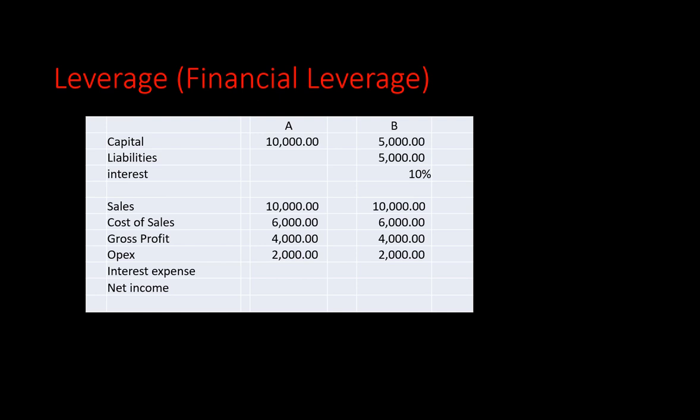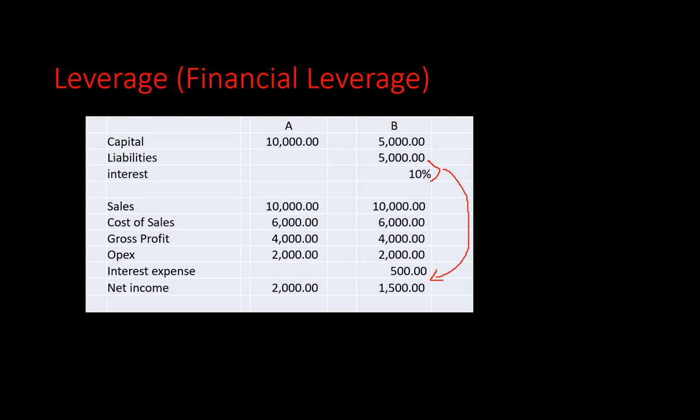So for cost of sales, it will be 60%. For operating expense, it will be 20%. Okay, so let's assume that these are all variable costs, except for our interest expense, which will be fixed. Given a fixed cost of 10% of 5,000, let's compute that. 10% of 5,000 will be 500 pesos.